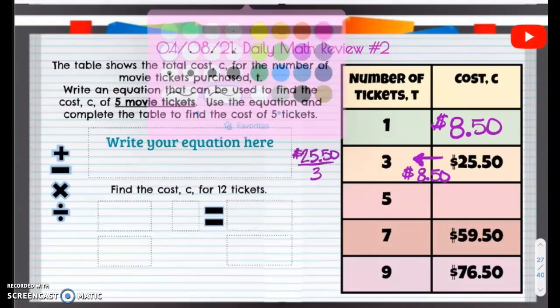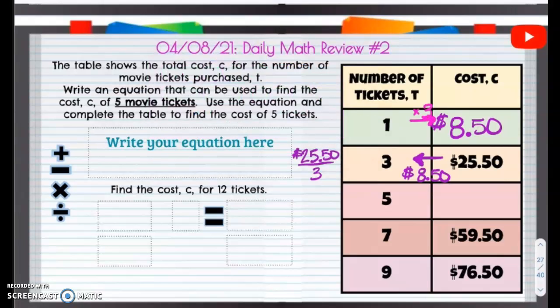Now, to get from 1 to $8.50, we multiply by $8.50. If we go the opposite way, we would divide by $8.50, the arrow going backwards. But if we're going forward, we're going to multiply by $8.50. So the number of tickets, T, multiplied by $8.50 is going to equal the cost that you're going to pay.